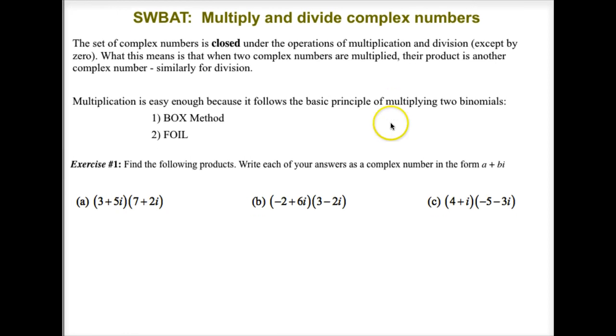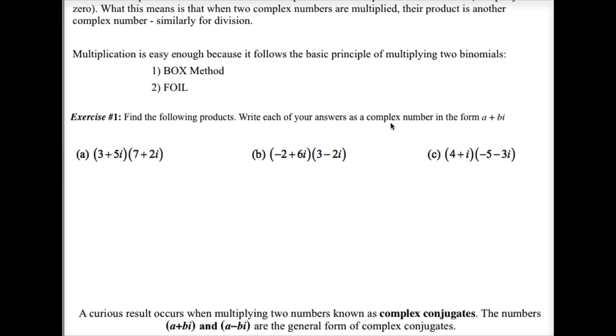Multiplication can be done by the box method, which we learned already, or some of you guys know the FOIL method. Whichever method you use, you will get the exact same answer. One thing we need to remember for this is, what does i squared represent? i squared is -1.